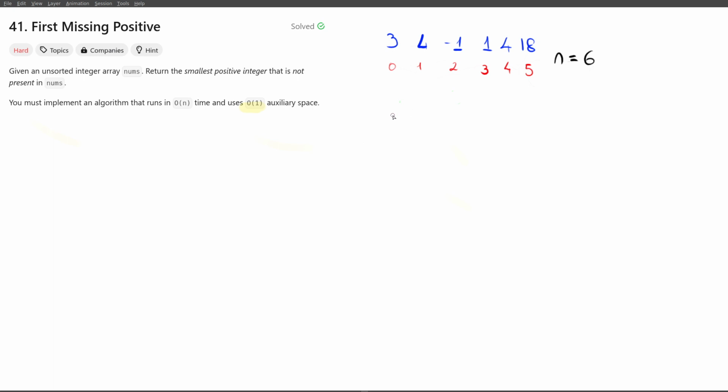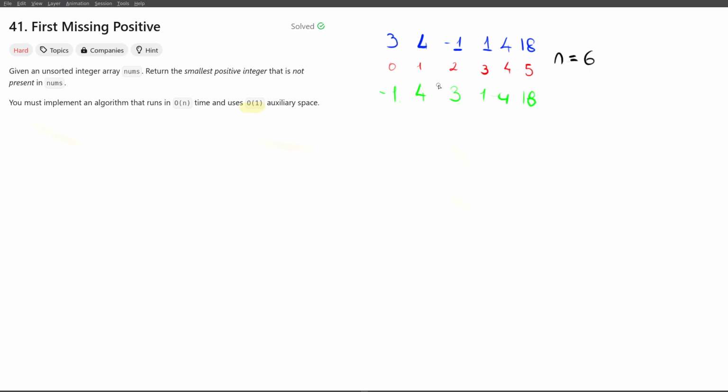Let's see this algorithm in action. First things first, we have a 3 here, -1 on its position, so we swap them, -1 and 3. Then we have a -1, we cannot swap it with anything since it's not pointing into our array, so we go to the next step. So still here we have a 4, a 1, a 4, and an 18.